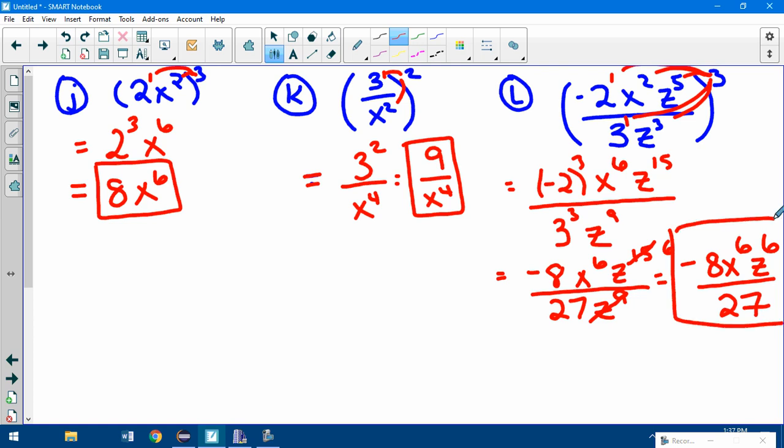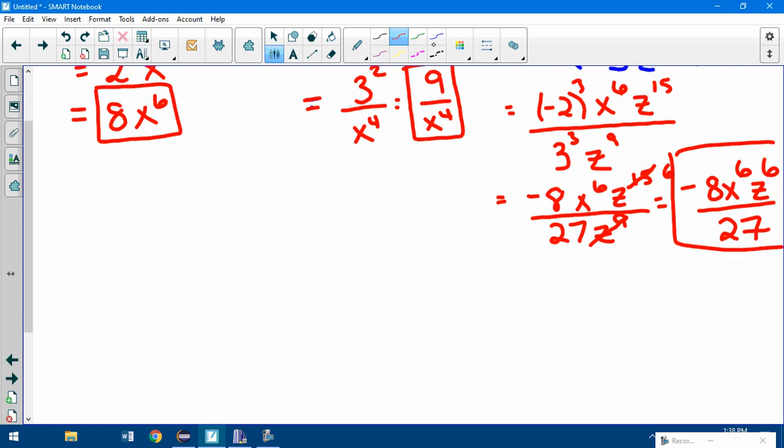Okay, so that's definitely a little trickier, but if you keep my order in mind: distribute the exponent, evaluate, cancel, simplify, you'll have better luck. All right, one more little example, then I got 2 kind of word problems, if you want to call them that.